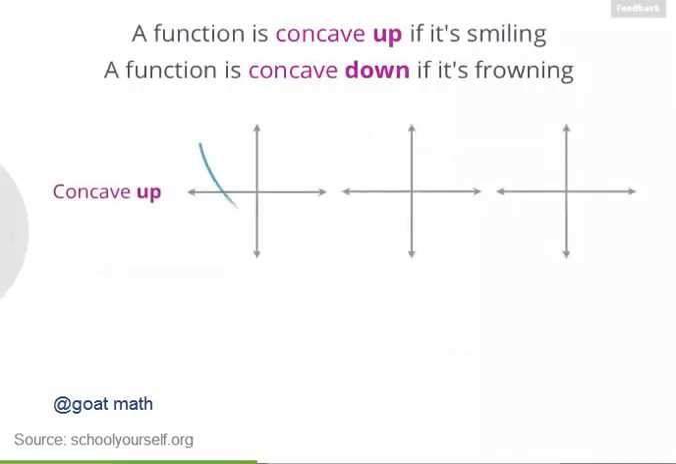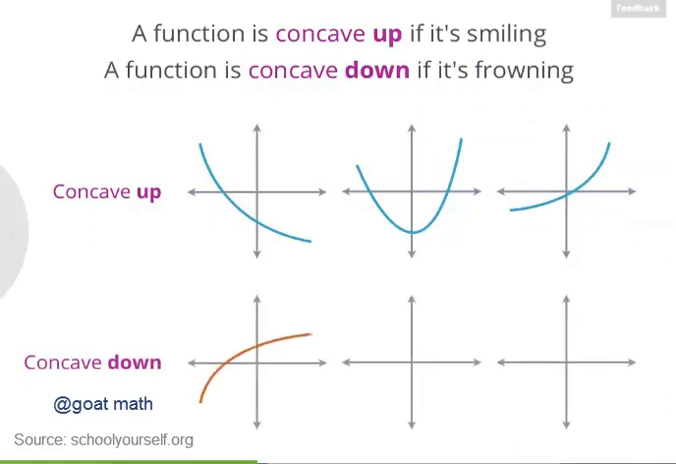Here are a few examples of functions that are concave up. The middle function is a complete smile, and the left and right functions are parts of a smile, but all of these functions are concave up and curve up as x increases. And here are some similar examples of functions that are concave down. They all curve downward as x increases.